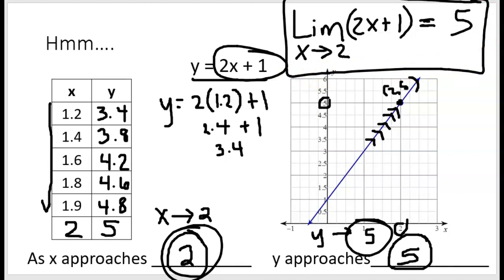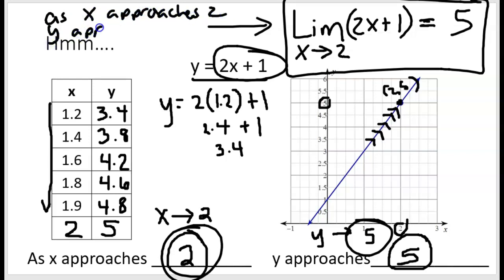And basically what this means here, if I were to write this in English, is it means as x approaches 2, y approaches 5. And I want you guys to understand, I'm not saying x equals 2 and y equals 5. I'm saying what they're approaching, and that's what this means. It means what are we going towards? What are we getting closer to?